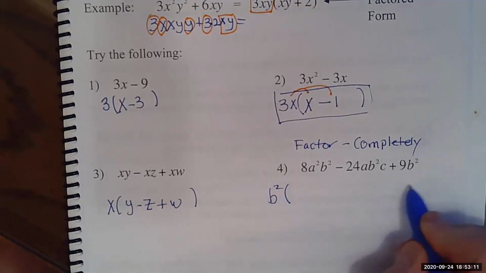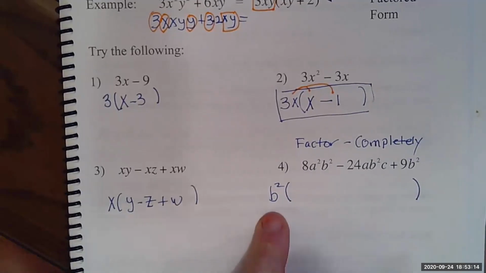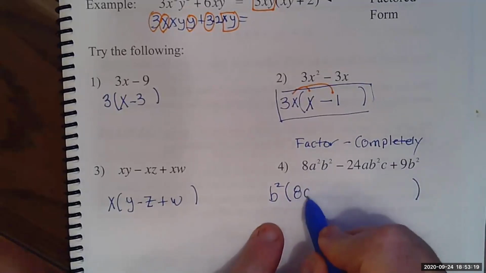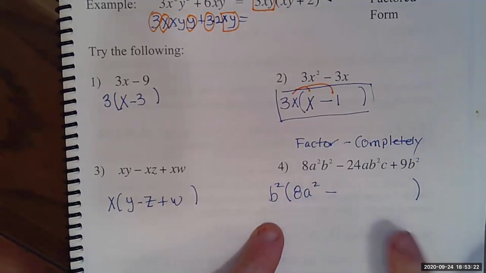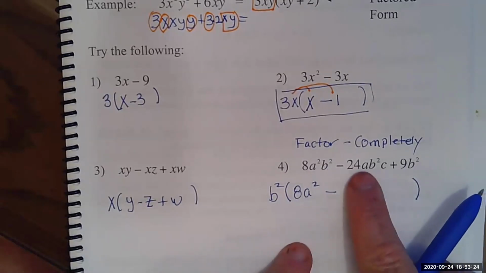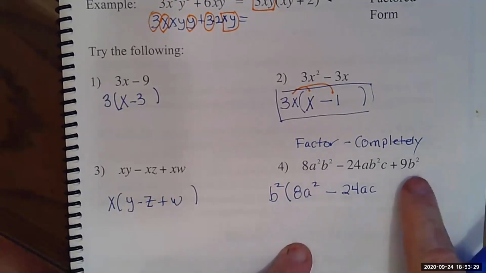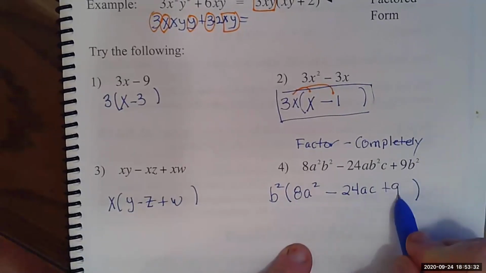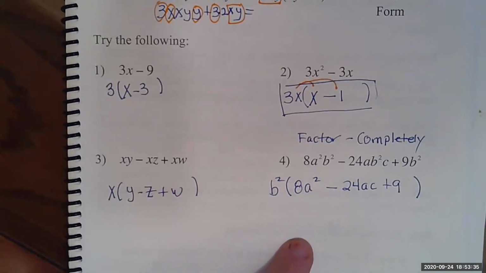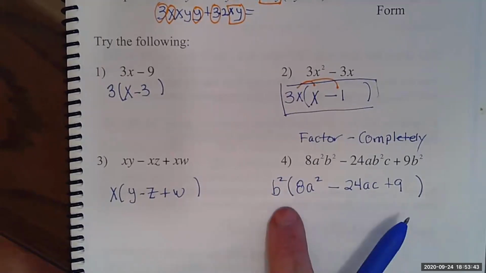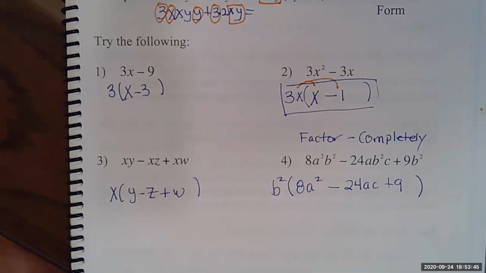And then you write down what's left over when you've yanked a B squared off of every single term. Pull the B squared off here, and you're left with 8A squared. Subtract. Pull the B squared off here, and you've got the 24A and the C left: 24AC. And pull the B squared off there, and you get a plus 9. And that is your answer. That's what you'd box. You're done. If you wanted to check, though, you would distribute to check. But if you feel confident about the factoring, you don't need to check.